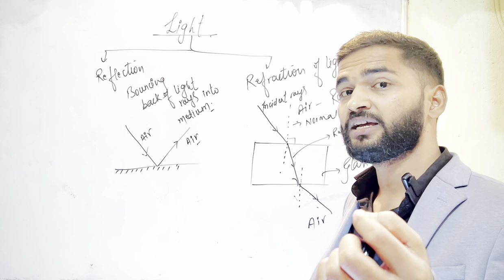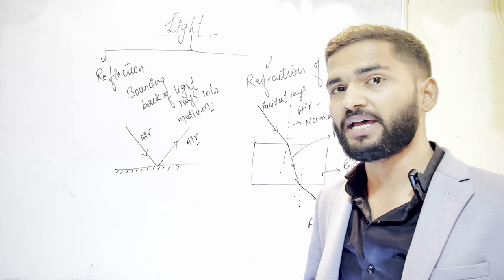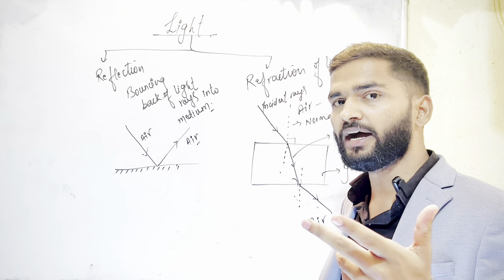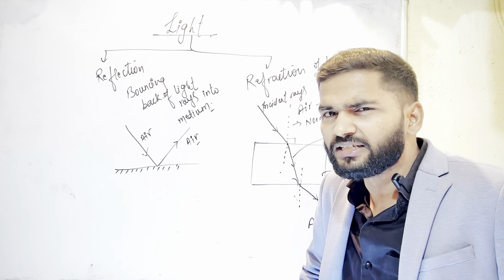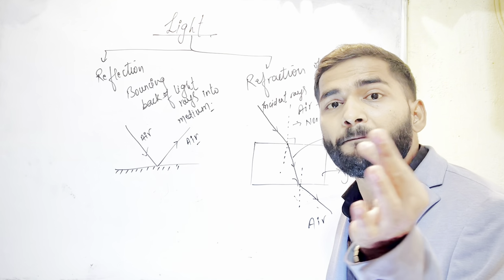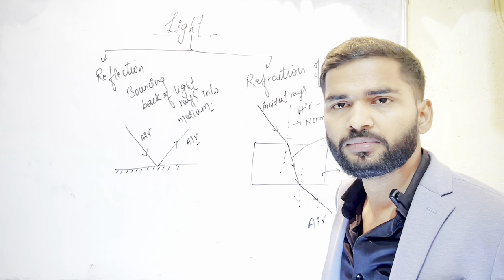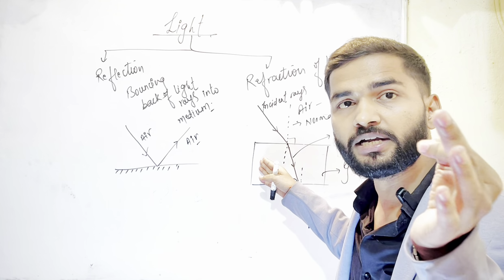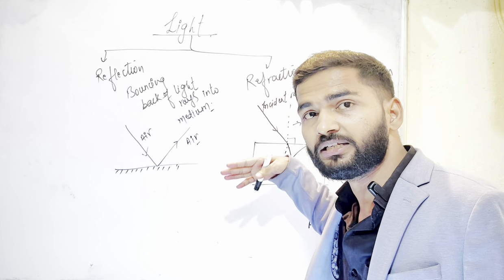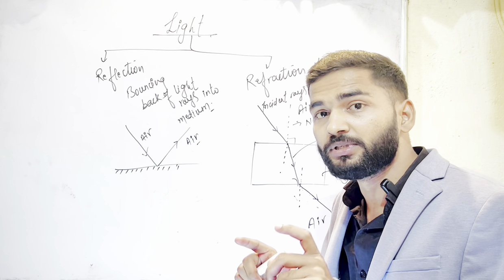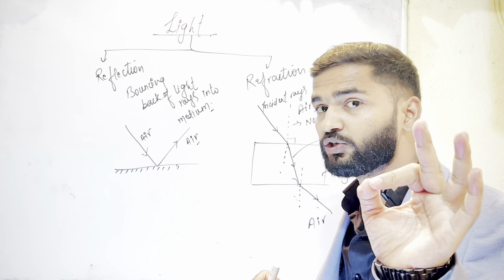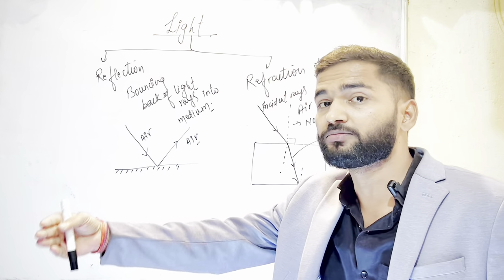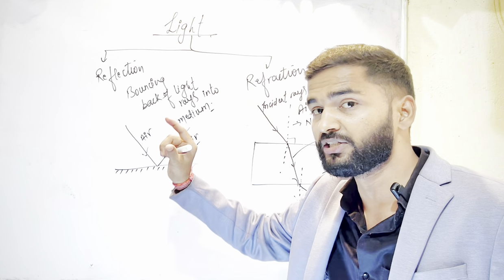Denser means having high density. Do you know what density is? Density means number of particles per unit volume. If the number of particles is maximum, that is considered to be the denser medium. If the number of particles is minimum, that is considered to be the rare medium. So air is considered to be the rare medium. Why? Because of the smaller number of particles present in the air.